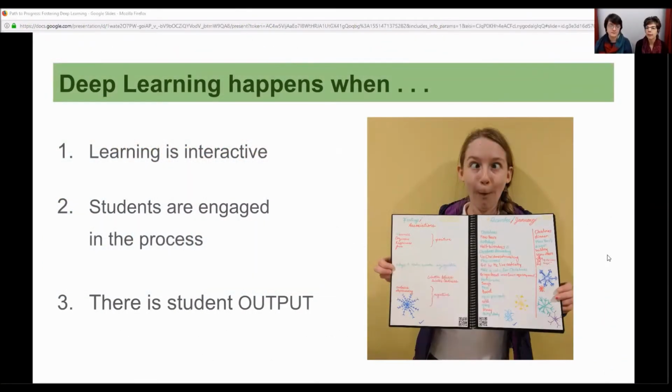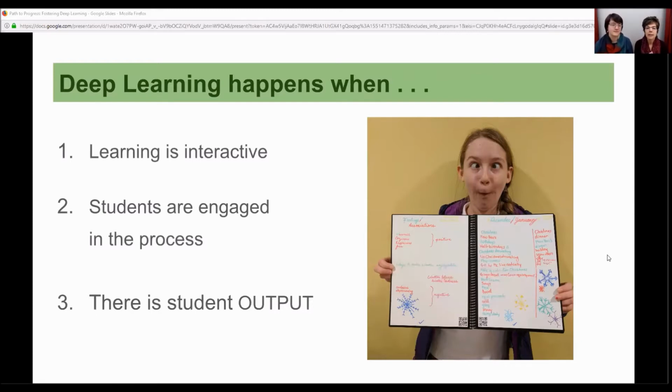Deep learning happens when the learning is interactive. One thing I want you to think about is all of our language skills. I'm a speech language pathologist, and that's why we're called Rooted in Language, because we realize that all of these reading and writing skills are based on our language skills. And all of language is very interactive. The more we are engaged in our language skills, be it speaking, listening, reading, writing, the more interactive we are. You'll see some artwork there, and we're going to talk about that aspect of interaction as well.